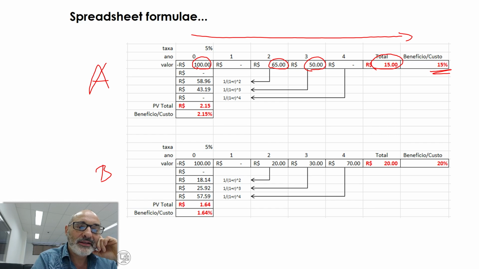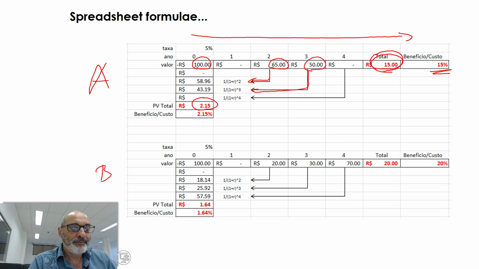But if we consider time, if we consider the cost of opportunity, we must correct this value. So 55 becomes actually, in the present, today, right now, 58.96. 50 reais becomes 43.19. And the correction formula is shown there. So when we correct for the future value of money, which takes into account the opportunity cost, instead of having 15 reais of profit, actually we're having only 2.50 reais.